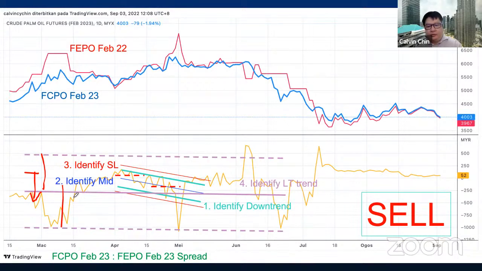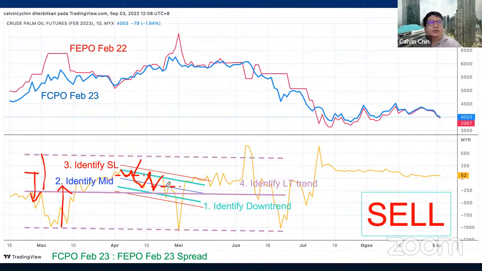Basically buy low, sell high. So for example, here like this, up and break. First sell point, second sell point, third sell point is whenever you reach back this green line, the short-term trend line.